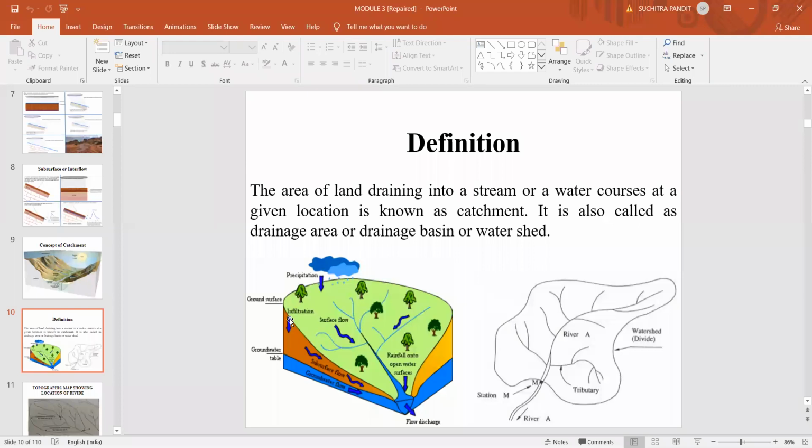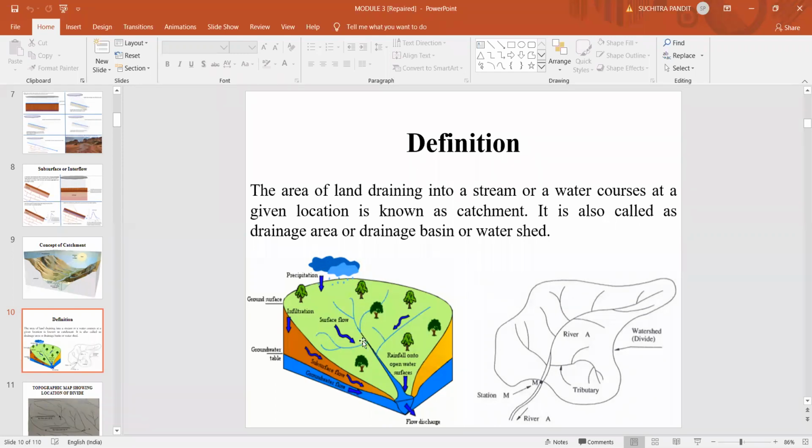The remaining part infiltrates, and once the moisture level builds up in the soil, some portion of the water moves laterally and joins the main stream. This component is known as interflow or subsurface flow. Once the soil moisture is at its maximum level, the excess water moves down and builds up the groundwater table. Once the groundwater mound is elevated, it also contributes to the stream flow.